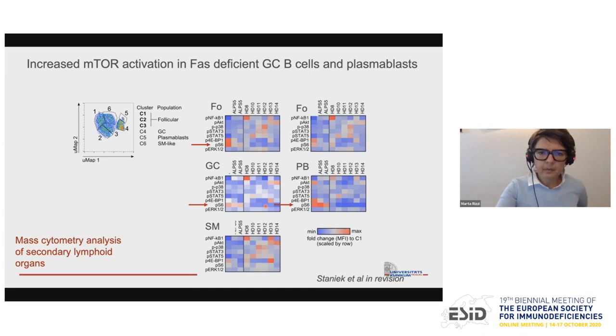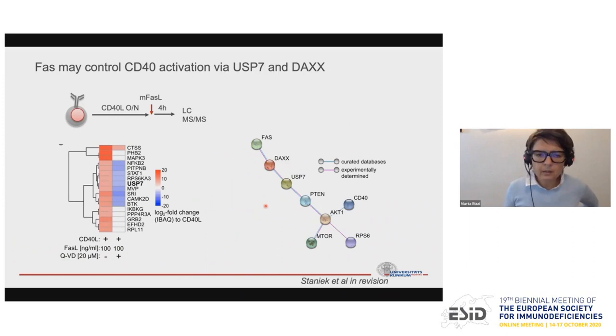How may FAS control mTOR activation? To understand that, we performed a proteomics study on primary normal naive B cells stimulated with CD40 ligand in the presence or not of FAS ligand. We found several proteins which were upregulated in FAS ligand treated cells, and in particular, we concentrated on a deubiquitinase, USP7, which is known to control PTEN ubiquitination. And this USP7 is linked to FAS via DAXX, which is recruited to the intracellular portion of FAS.